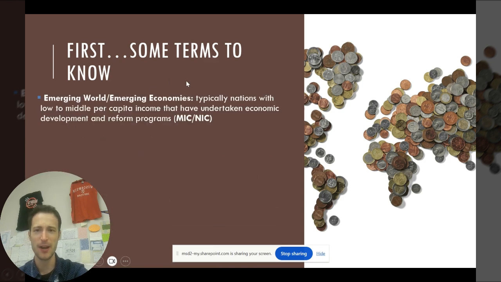When we talk about categorizing the world in terms of economies, we usually say emerging world or emerging economies or middle income / newly industrialized countries. They're the same general concepts that are just referring to slightly different things. Income is about how much that country takes in, either GDP or GNP, and newly industrialized kind of means their economy itself is shifting. So it's a little bit different.